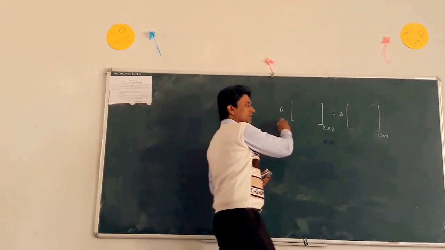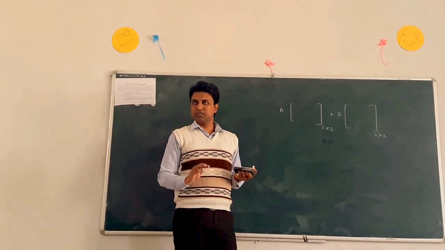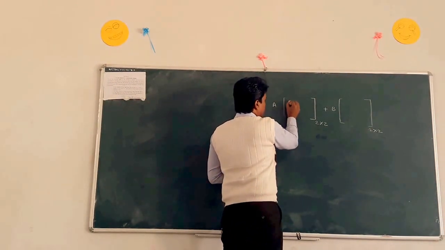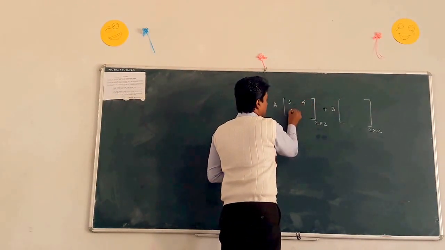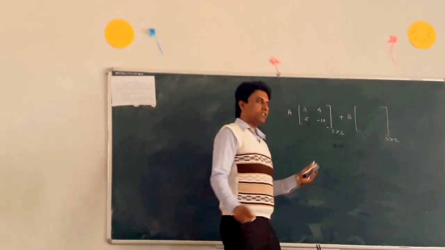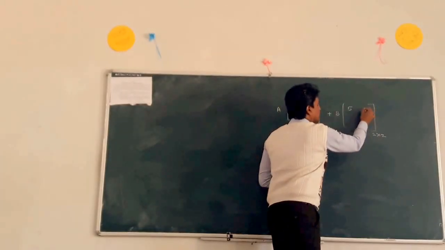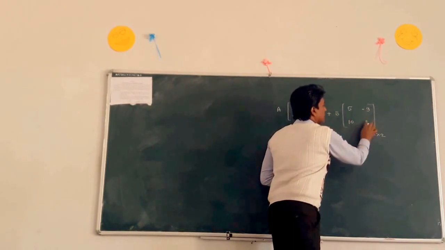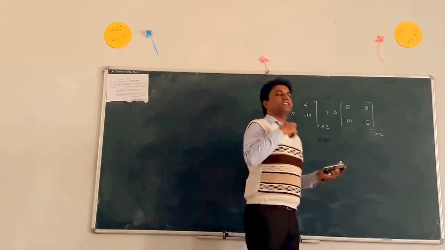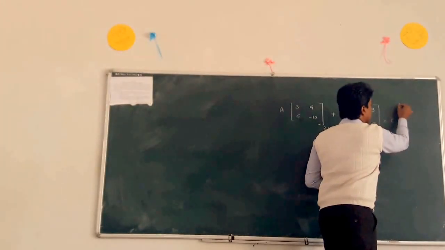Clear? This is matrix A, matrix B. Take the values in matrix A dynamically from the user. Clear? That is using the scanf function. Add the values, for example, 3, 4, 5, minus 10. Next, enter the values in matrix B. For example, take values 5, minus 9, 10, 6. Make the addition of these two matrices and save that addition into a third matrix, matrix C.